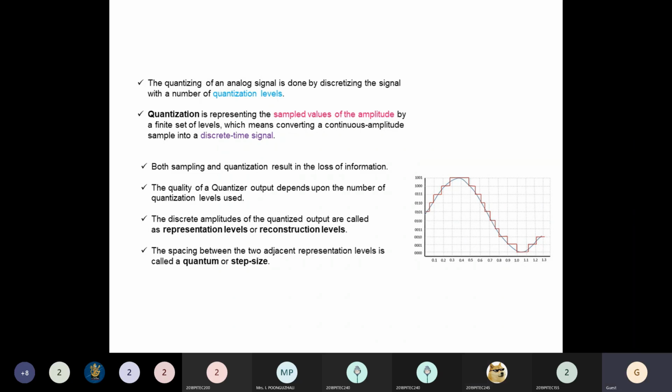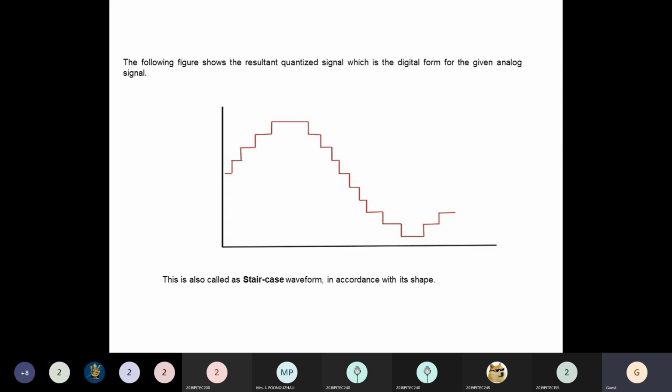The discrete amplitudes of the quantized output are called representation levels or reconstruction levels. The spacing between two adjacent representation levels is called quantum or step size. It is one of the important parameters we should know in solving problems. The resultant quantized signal, which is the digital form for the given analog signal, is also called a staircase waveform in accordance with its shape. The quantized signal is also said to be the staircase approximation.